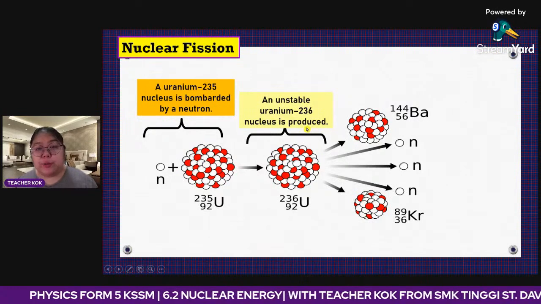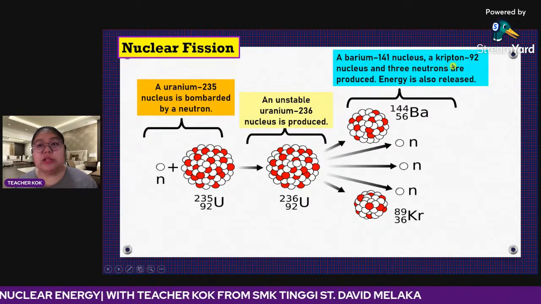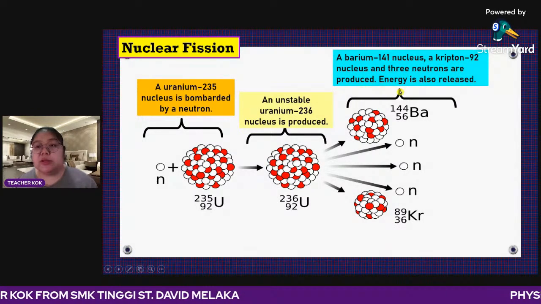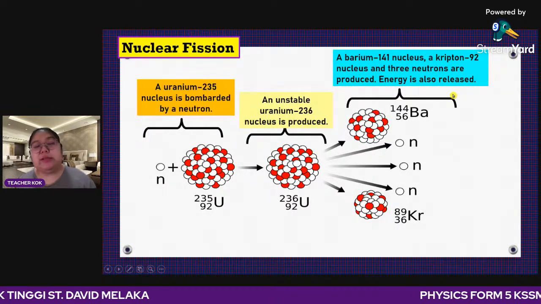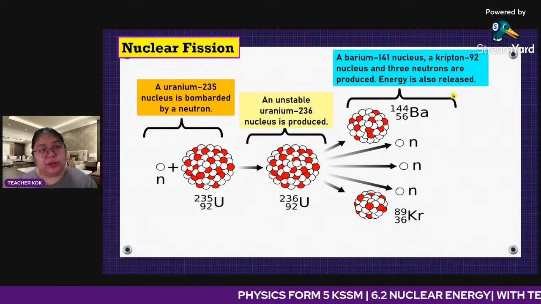Now they start to split. From here, a barium nucleus and a krypton nucleus and three neutrons are produced. So the energy is also released. So this is the process of nuclear fission.